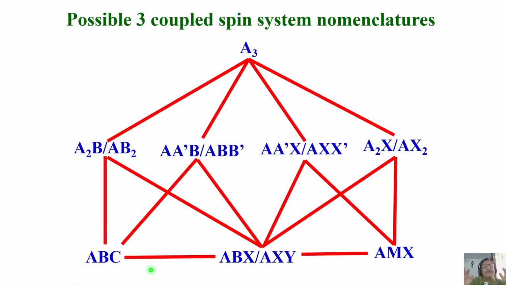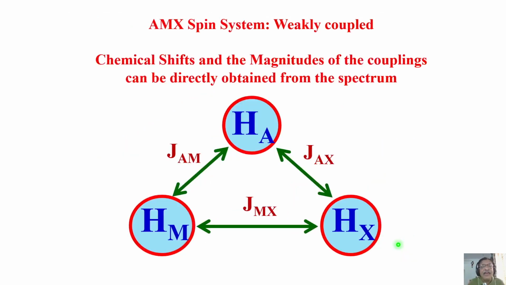Similarly, all the three can be strongly coupled. All the three couplings can be visible in the spectrum, in which case it is ABC or ABX. AMX is a weakly coupled spin system. So there are varieties of combinations here, just for three spins. See how many types, and each of them, if I start discussing, has its individual type of spectrum. Okay, we'll start with AMX.